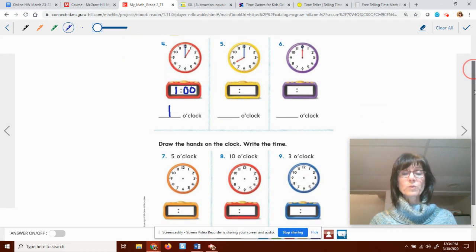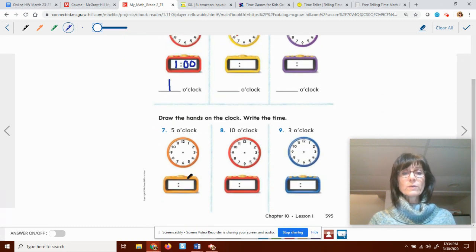On the next part, drawing the hands of the clock, they want you to write the time, and when you're writing the time, this is showing me the digital clock. The analog clock has the hands. So you will show me, and we'll do the first one together, my minute hand. I should have started with my hour hand first. So my hour hand's my small hand, my shorter hand, followed by my minute hand. So I am showing here then 5 o'clock.